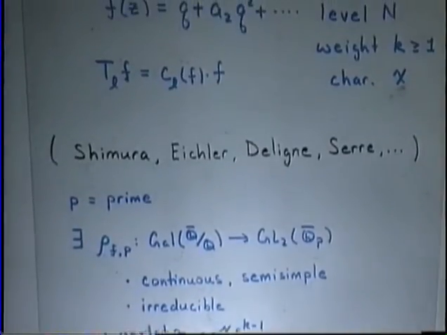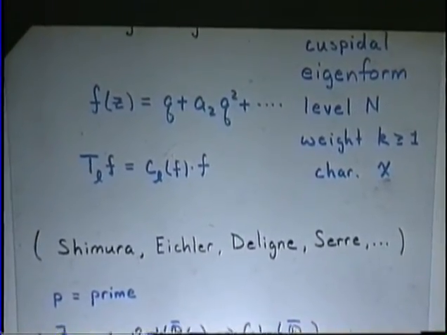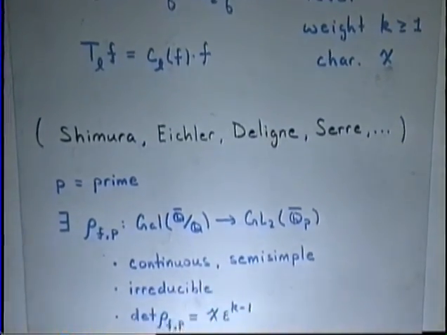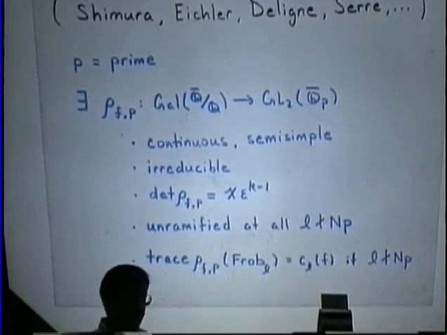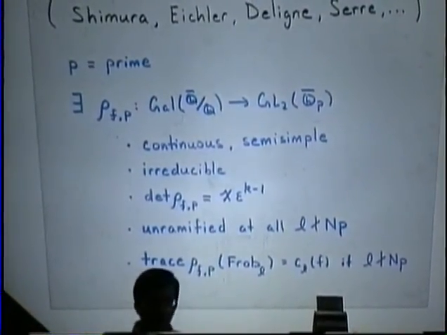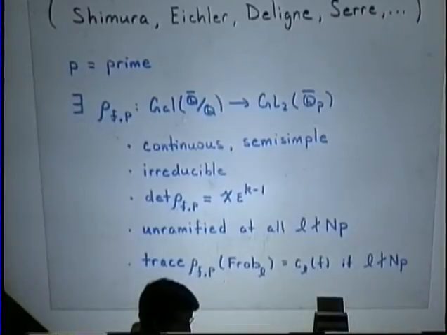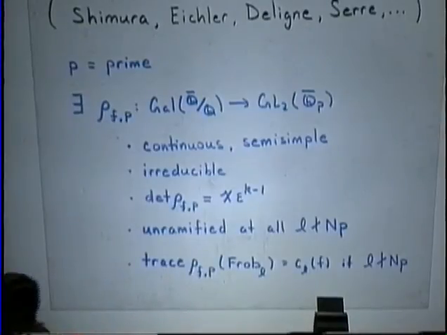And then the truly remarkable property of this representation is that the trace on Frobenius elements picks out these eigenvalues for the action of the Hecke operators. And of course, implicit in all of this is an embedding of the algebraic integers into an algebraic closure of the p-adics, but I'm not going to get into such things. And this is true for all primes l not dividing the level or p.